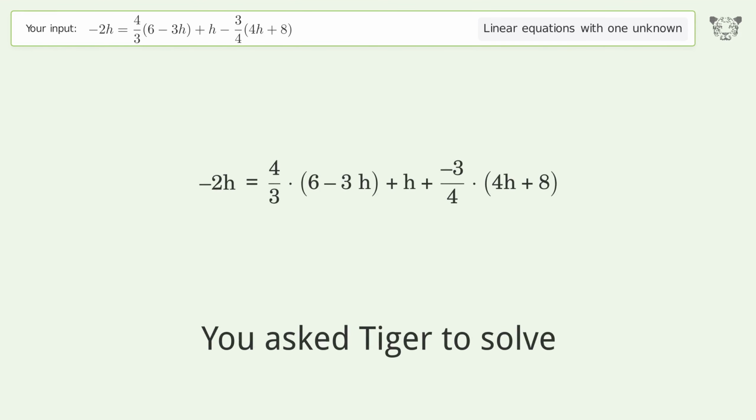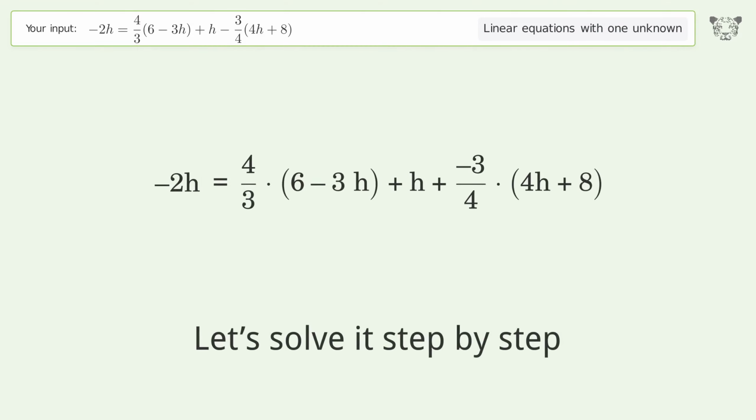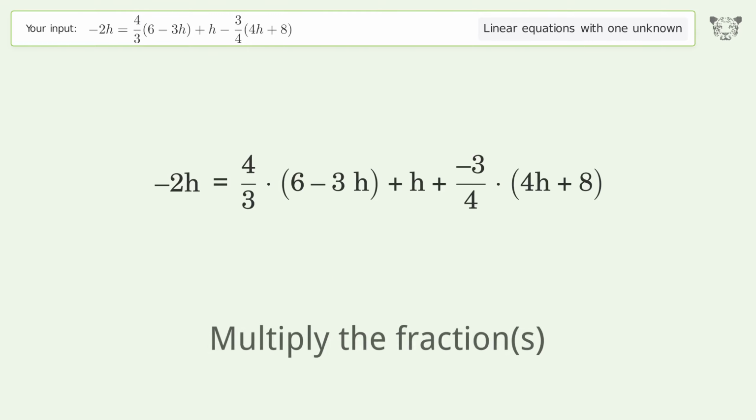You ask Tiger to solve. This deals with linear equations with one unknown. The final result is h equals 1/2. Let's solve it step by step. Simplify the expression. Multiply the fractions.